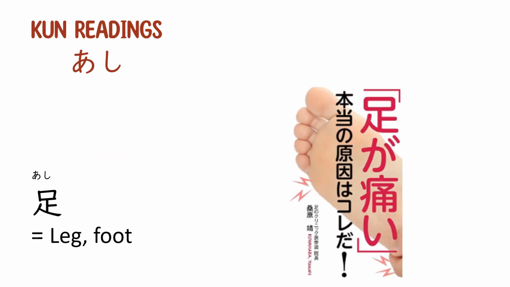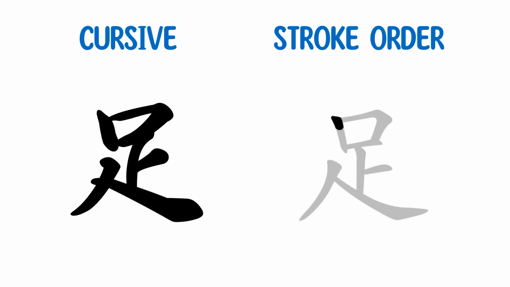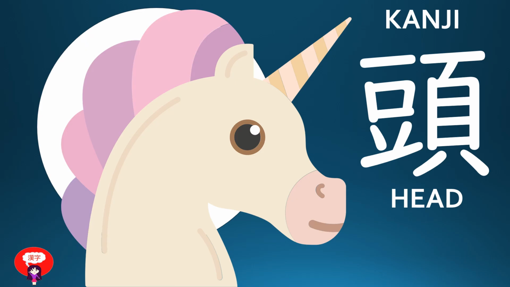The kun reading is ashi, which means leg or foot. The sentence example is ashi ga itai, honto no riyuu wa kore da, or this is the real reason why your foot hurts. Now we have another kun reading with two important examples. The first one is taru, to be sufficient, and the second one is tasu, to add numbers. This kanji has 7 strokes and it is an important kanji to remember for the body parts for the JLPT N5. And our last kanji for today will be head.